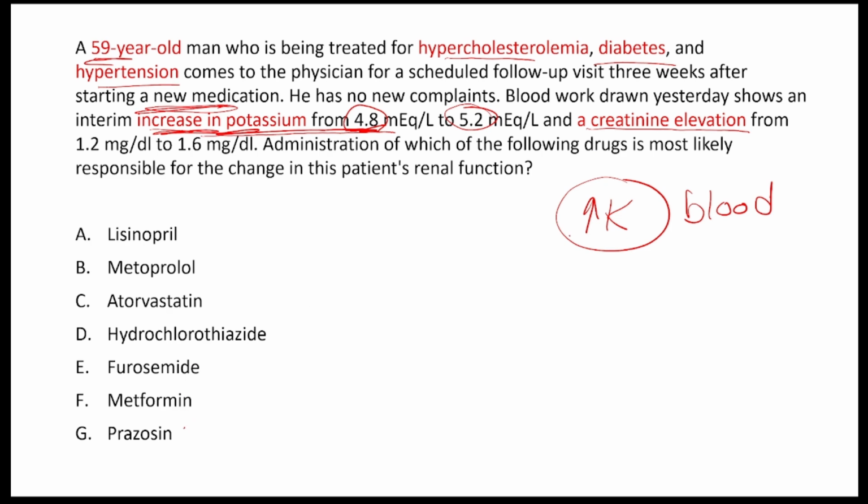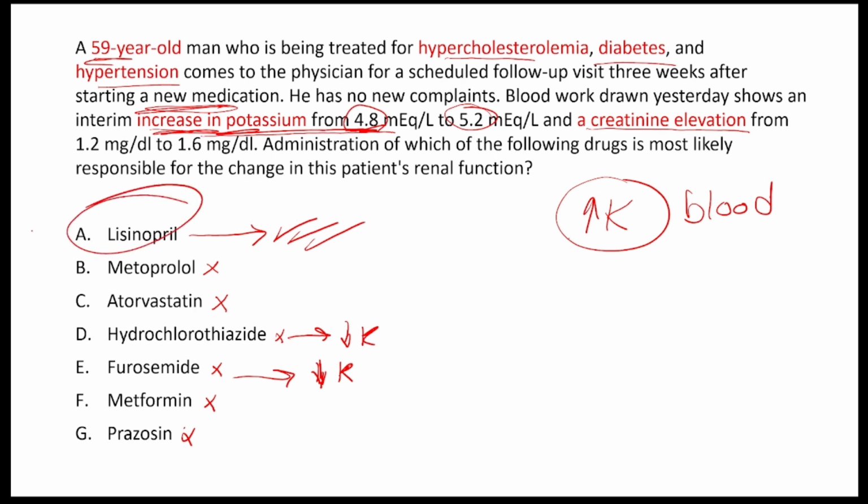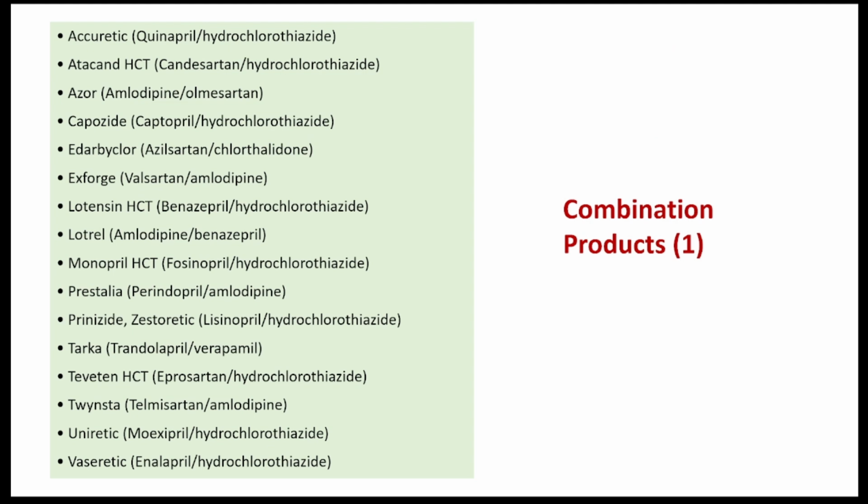So which medication affects potassium level? Metformin, furosemide, hydrochlorothiazide. This will lead to decreased potassium; diuretics decrease potassium in the blood. Atorvastatin, metoprolol, lisinopril, which increases the level of potassium. This is the correct answer. So what we have here are some slides for combinations. We have some slides with three drugs in one tablet, for example.